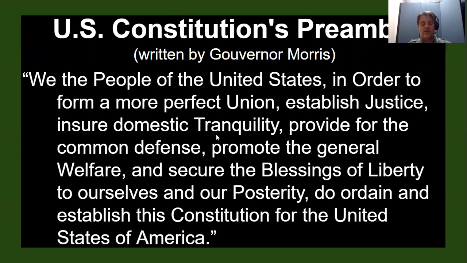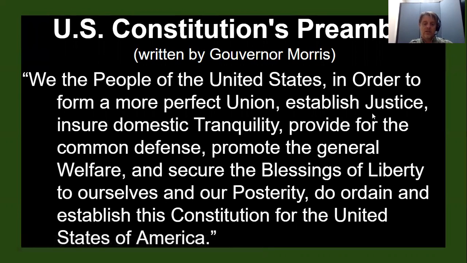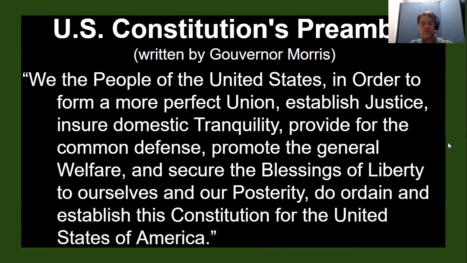They're going to defend the borders, promote the general welfare. This one's kind of vague. Nobody really knows what that means, what the general welfare looks like. The ideas of what that is have changed over time. And secure the blessings of liberty to ourselves and our posterity. Ourselves is us. Posterity means future generations or children. Post meaning after us.